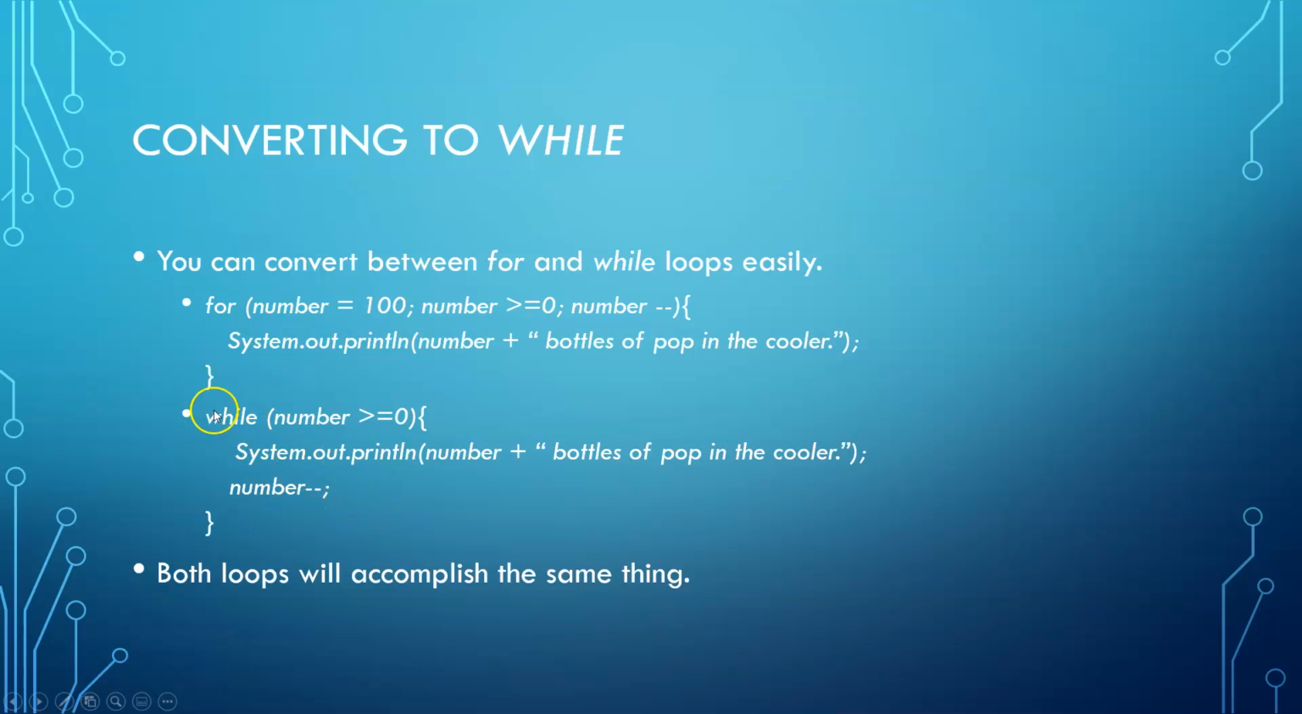One thing to note with this while loop, you'd have to initialize number outside of the while loop in order for this to work properly. So you'd have to have like int number equals 100. Same thing right here, you have to have an int number. Now, these two loops accomplish the exact same thing. And which way you want to do this is up to you.